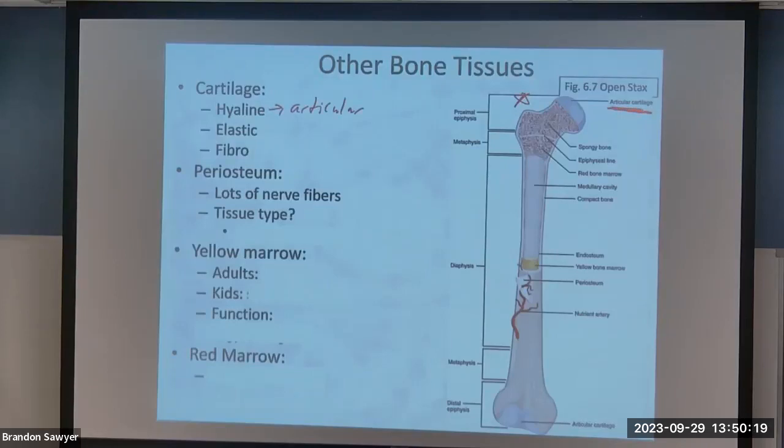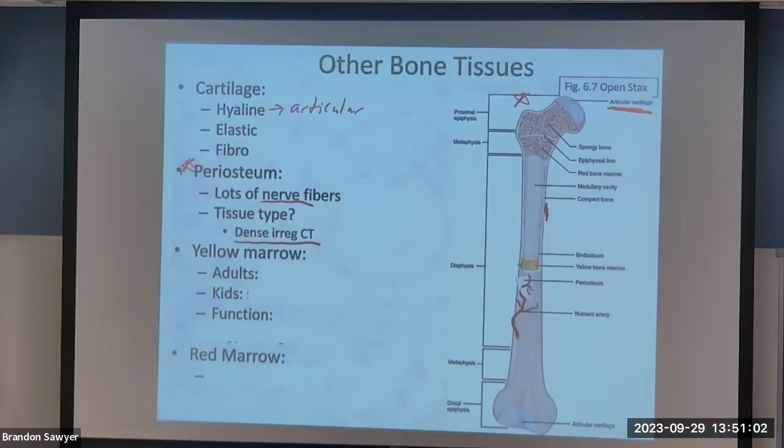Sometimes we have elastic cartilage associated with bone. And then sometimes we have fibrocartilage, and we'll talk about more examples of those later. On the outside of our bone, we have a membrane called the periosteum. We'll get another view of it a little bit later, but it's pretty much this outside layer, a connective tissue layer on the bone. This is what houses nerve fibers as well as blood vessels. And this is a form of dense irregular connective tissue.